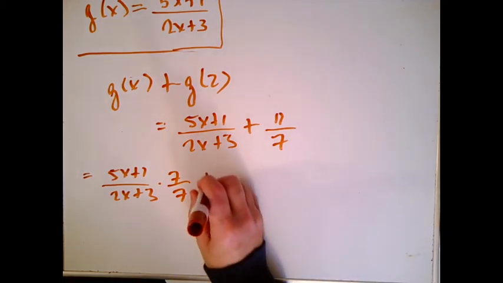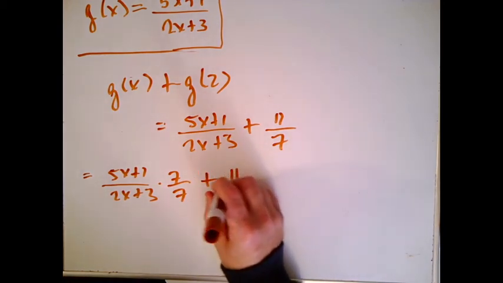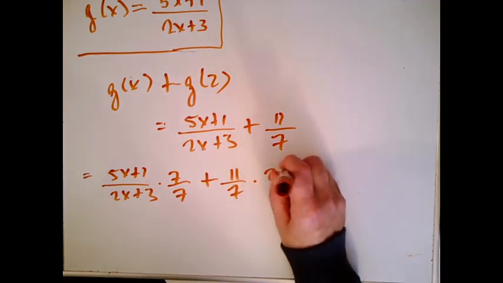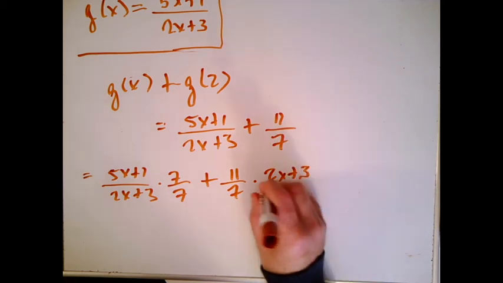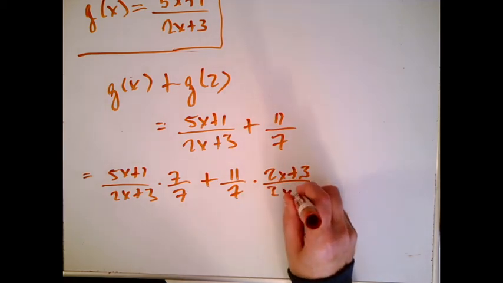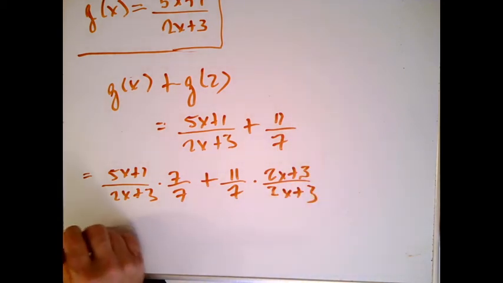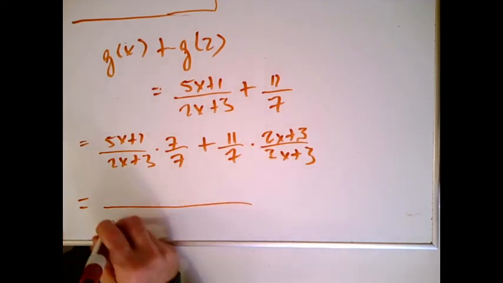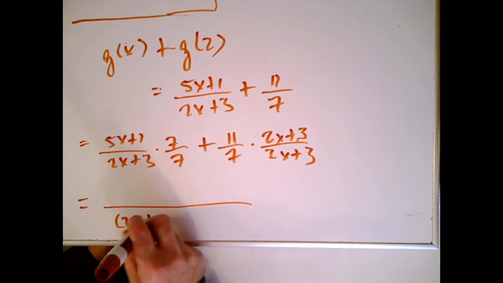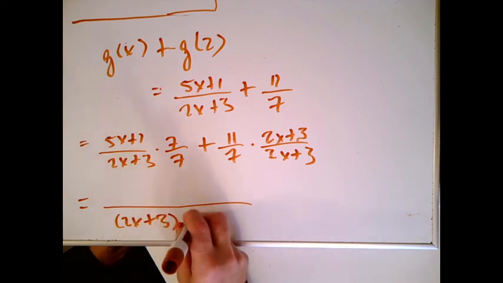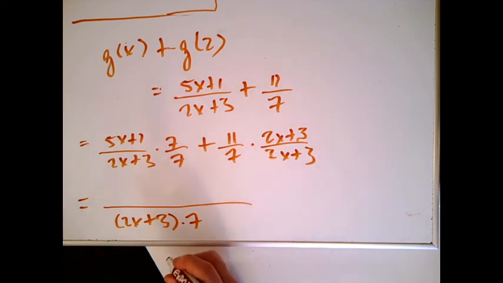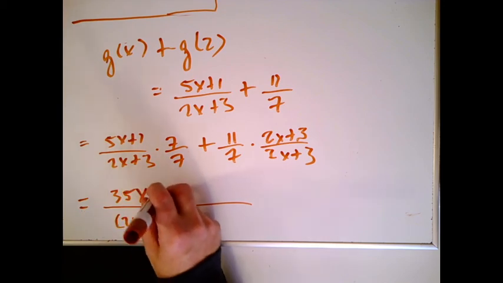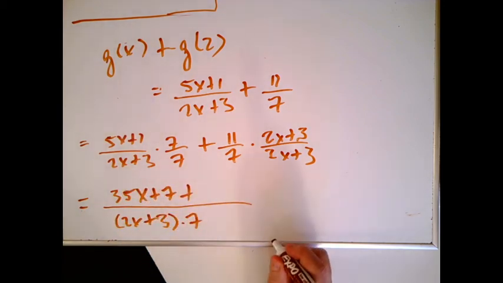See if I can do this right. And then plus, I have my 11 times 7. Now that one's missing a 2x plus 3 in the bottom, so I have to multiply the top by 2x plus 3, and the bottom by 2x plus 3. And what we're going to get is a big giant fraction whose bottom is 2x plus 3 times 7. And I'm going to multiply the tops here. I'm going to get 35x plus 7 plus 22x plus 33.